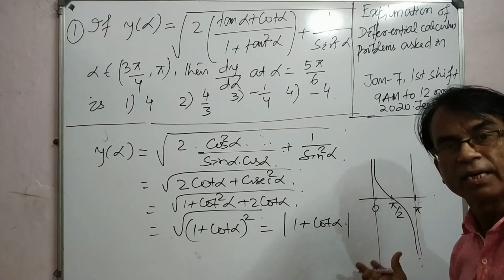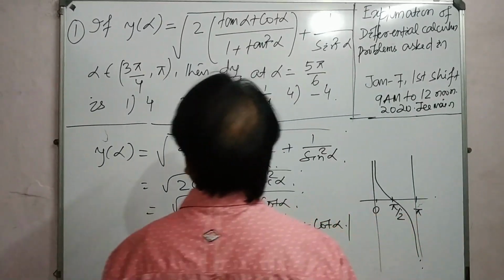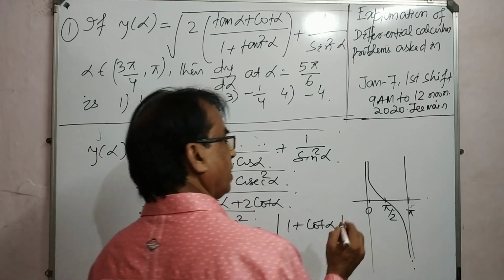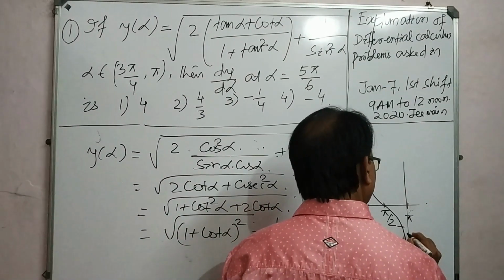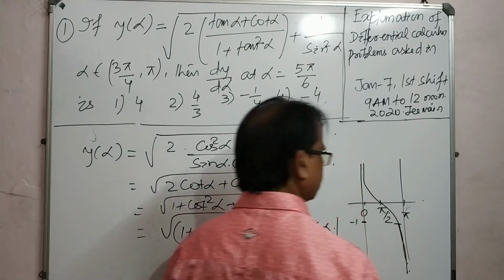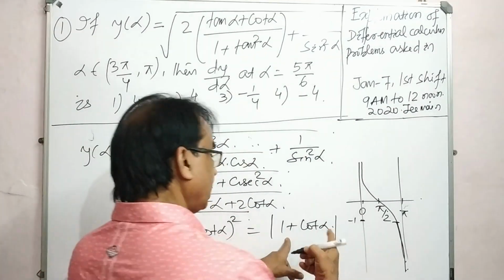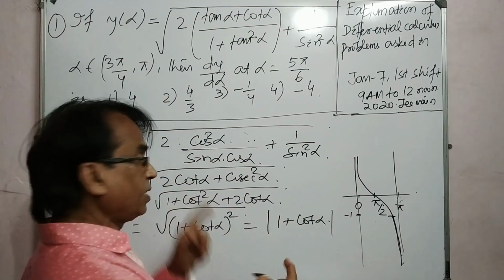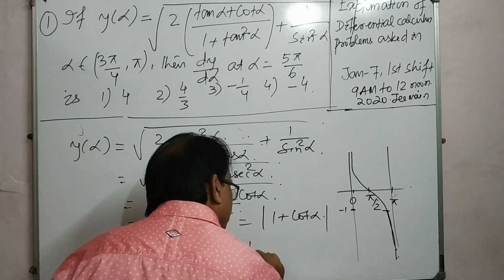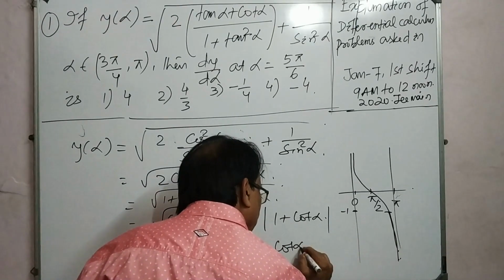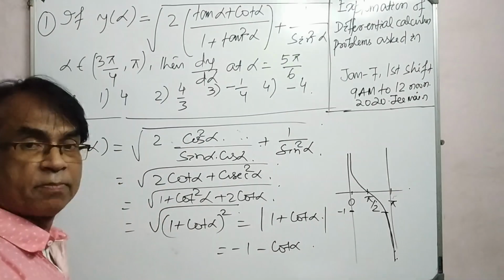This is the diagram of the graph of cot alpha. When alpha belongs to 3 pi by 4 to pi, cot alpha ranges from minus 1 to minus infinity, and when 1 is added, since it is an open interval, this becomes negative. And what is the absolute value? What are you getting? Minus 1 minus cot alpha, and that is what we have simplified. This is a very important part.